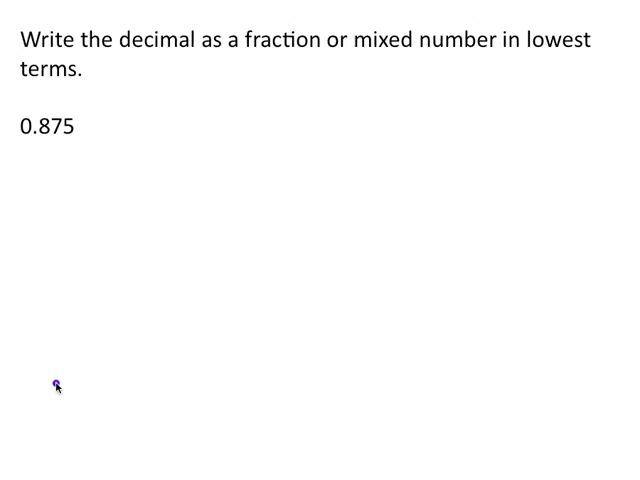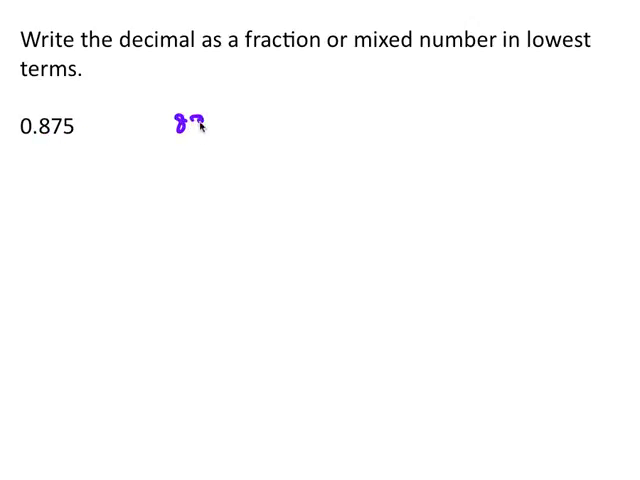We need to write the decimal as a fraction or mixed number in lowest terms. And so here's our decimal, 0.875. There's nothing in front of the decimal point, so this is just a regular fraction. It's not a mixed number. So whatever comes after the decimal point, that's your numerator.